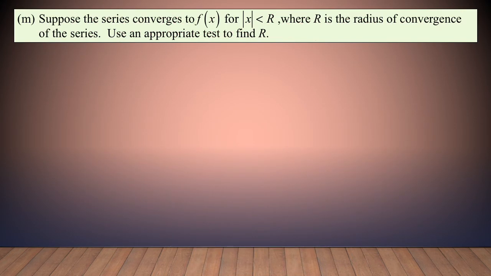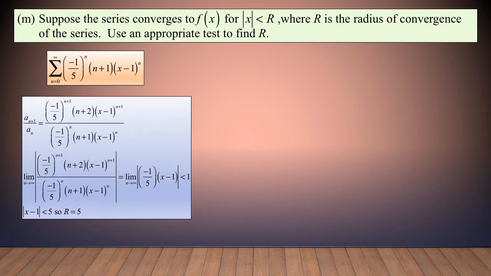Question M reads, suppose the series converges to f of x for the absolute value of x less than r, where r is the radius of convergence of the series. Use an appropriate test to find r. We will solve this using one of the forms of the series we just created. I will use summation n equals 0 to infinity of negative 1/5 raised to the n times the quantity n plus 1 times the quantity x minus 1 raised to the n.